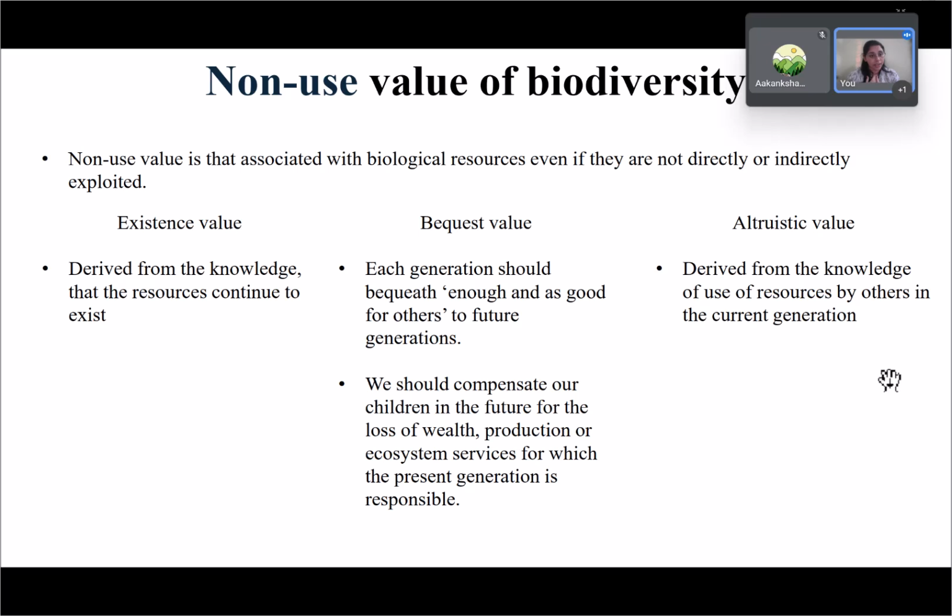And bequest value is similar to option value, but bequest value is basically a moral value, saying that every generation should have enough to use, and we should compensate our children in the future for the loss of wealth. So option value is where you are optionally doing this. Bequest value morally influences you to keep something for the future generation. So all these are different kinds of values that you give to biodiversity.